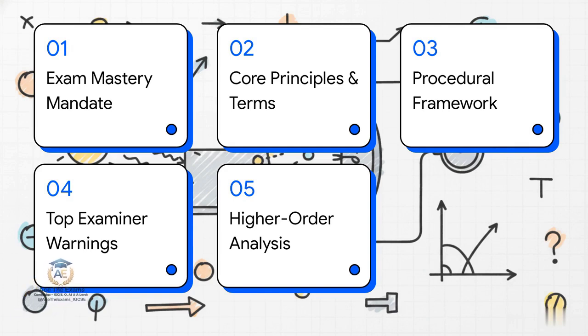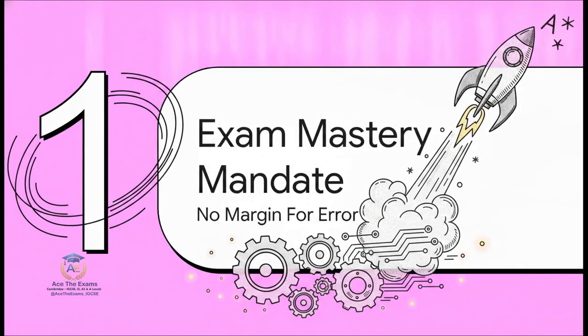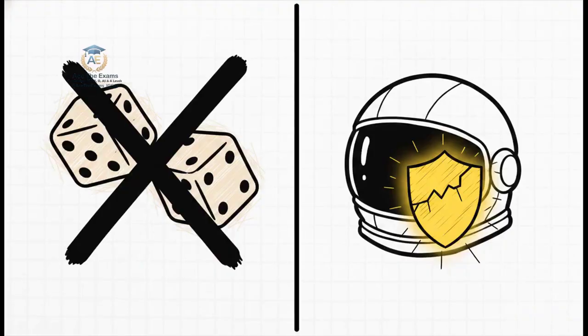Let's jump right in. Section 1, the exam mastery mandate. This is where we set the foundation. Right off the bat, there is one sheer, undeniable certainty we must face. The photoelectric effect appears in every single Cambridge examination series for the 9702 syllabus. Every single one. It is not an option, it is an absolute guarantee. You're going to see it.